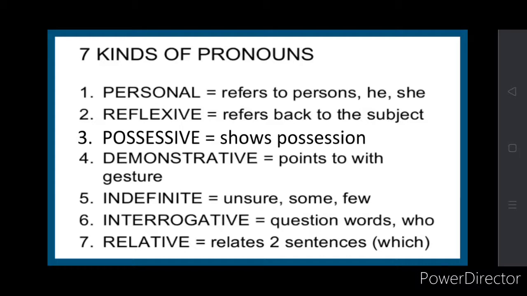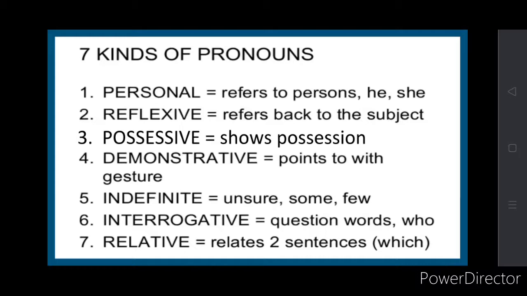Then the third one is possessive pronouns. It shows possessions, something that you own, something that is yours: mine, yours, etc. Then the fourth one is demonstrative pronouns. Demonstrative pronouns point out, as with a gesture, what you're talking about. Are you talking about this, that, these, those, etc.